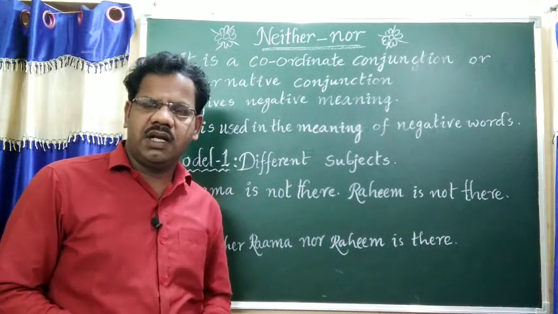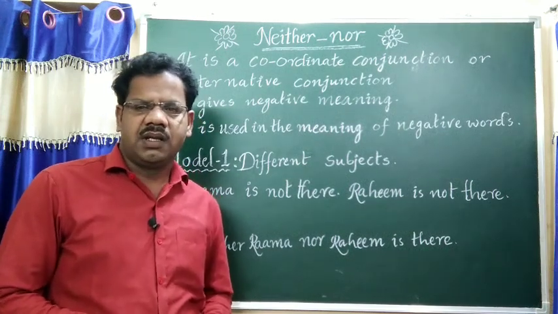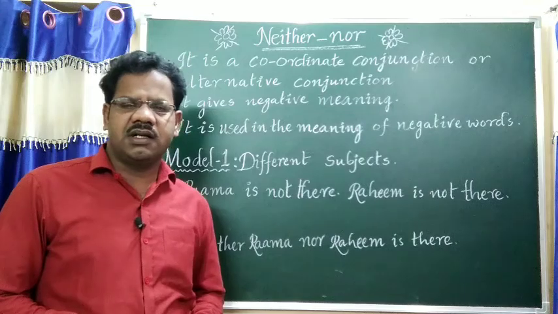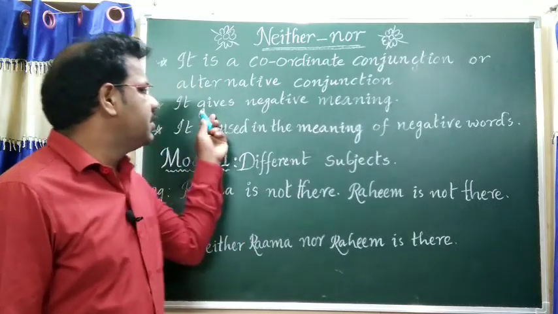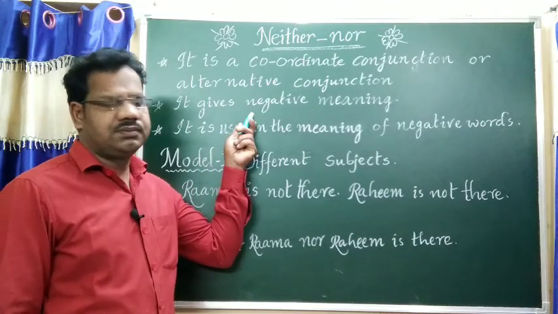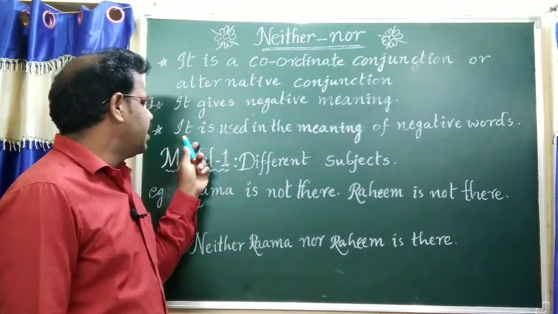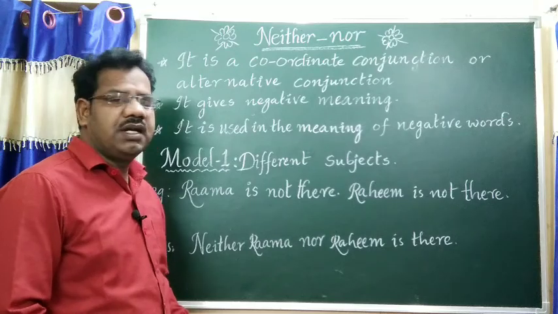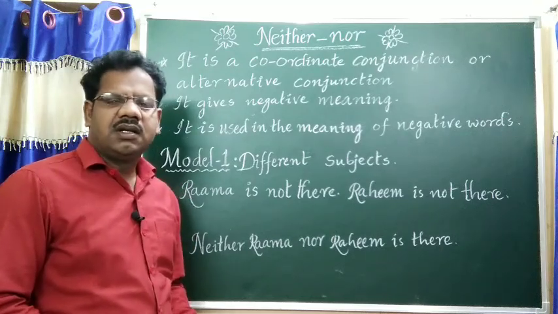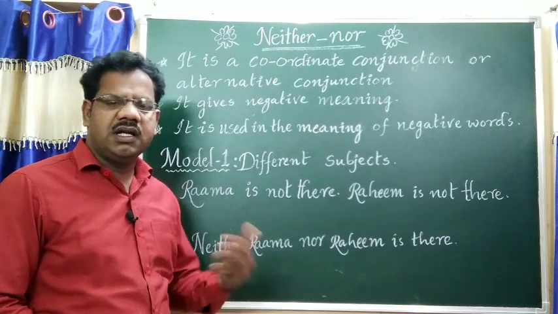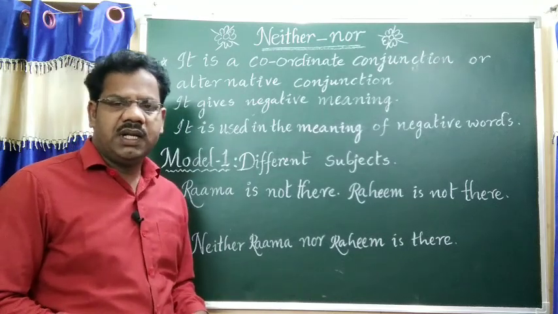Today we are going to learn neither nor. It is a coordinate conjunction or alternate conjunction. It gives us negative meaning, and it is used in the meaning of negative words. Neither nor indicates alternate conjunction. It gives us negative meaning.